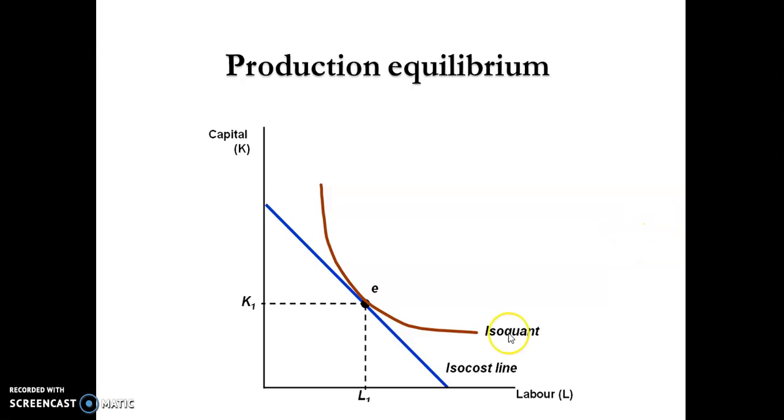And at point E, that is where we have production equilibrium, where we have this point of tangency with your isocost and isoquant line. And K1 and L1 represents the combination of the two inputs that are used in producing a particular output that would minimize cost.